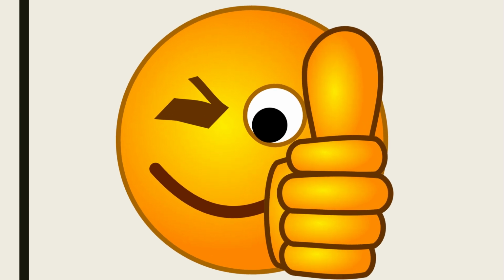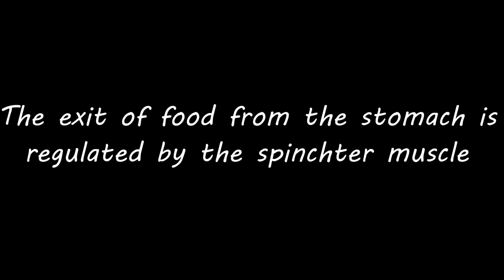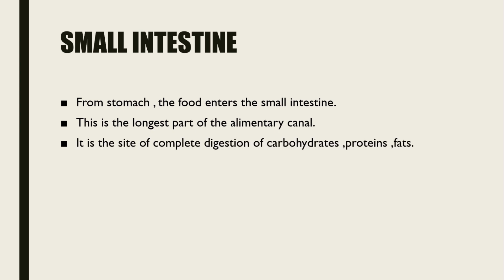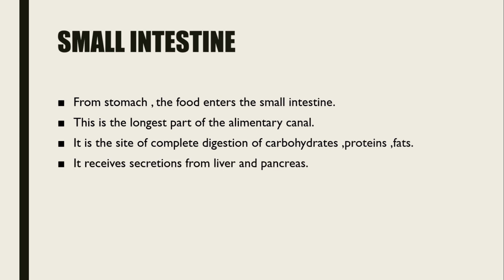And now let's move to the next one, which is the small intestine. The exit of food from the stomach is regulated by a sphincter muscle. From the stomach, the food enters the small intestine, which is the longest part of the alimentary canal. It is the site where complete digestion of carbohydrates, proteins and fats takes place, and it receives the secretions from the liver and pancreas.